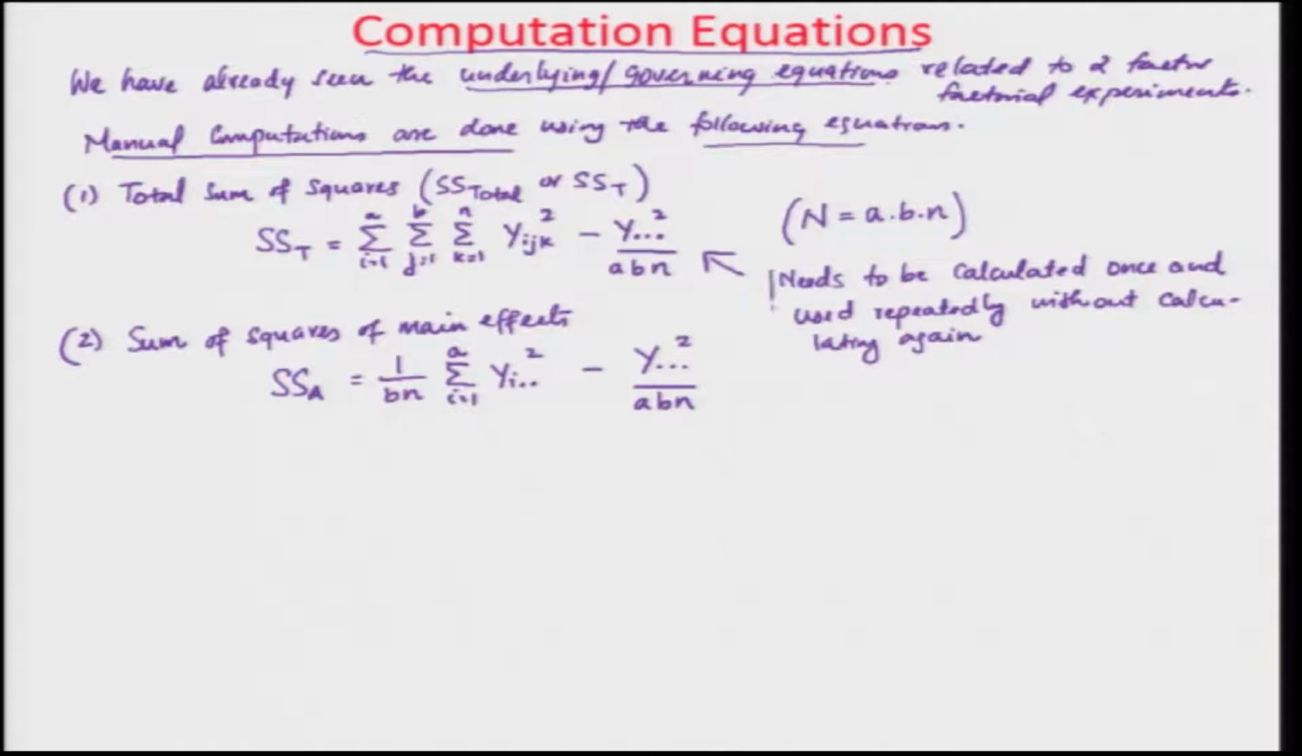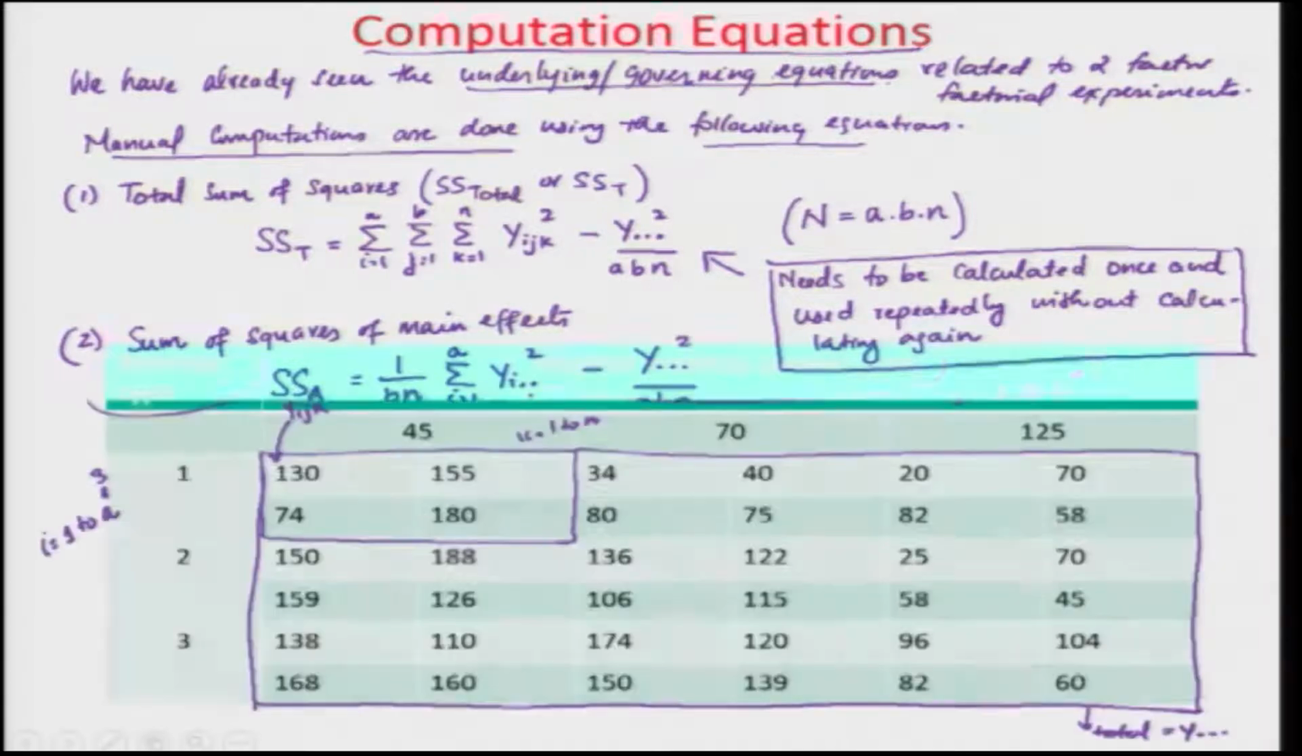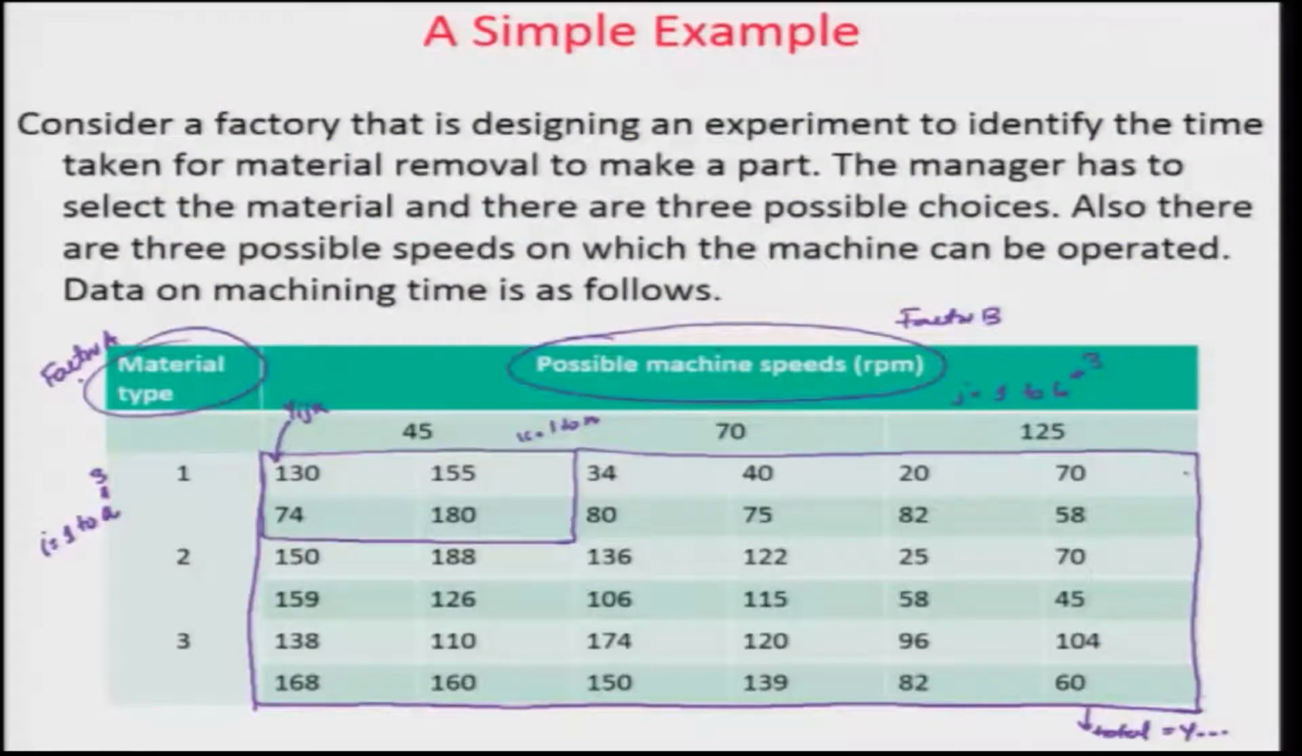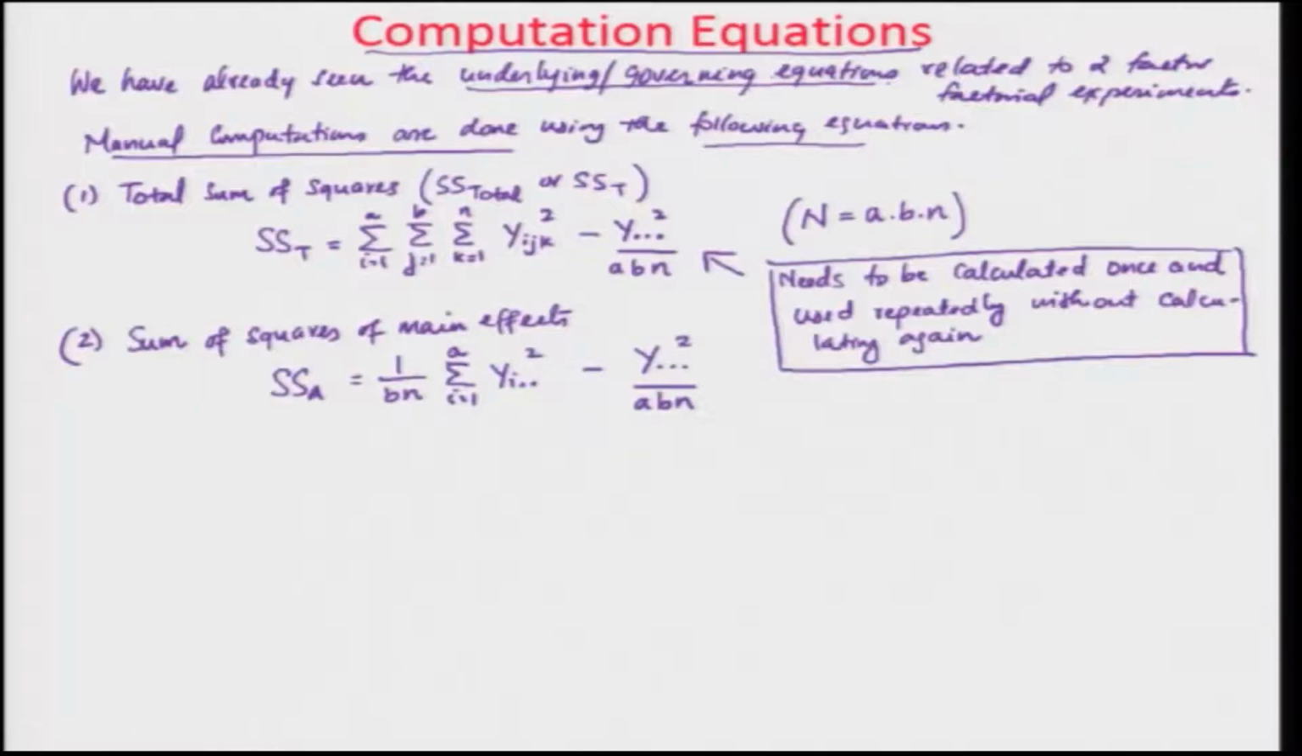Okay. So, once you calculate this, you keep on using it in all other equations pretty much. So, this y i dot dot is the row thing. You have your y i dot dot, which means for each row you sum all the values that are available for all the columns. Okay. And that is used in the sum of squares of A.